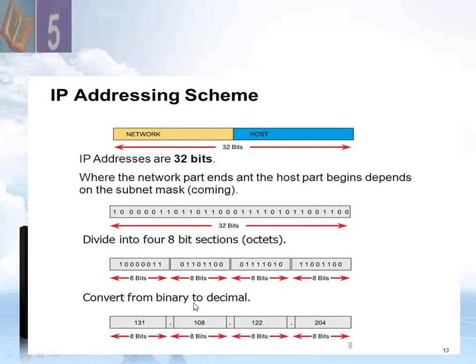Then convert from binary to decimal. When you convert this binary number, you will get 131, here 108, here 122, here 204. This is the conversion from binary to decimal. When you convert it, you get this IP address. So this is one IP address, and 131.108.122.204 is another IP address which we can find on a network or on the internet.